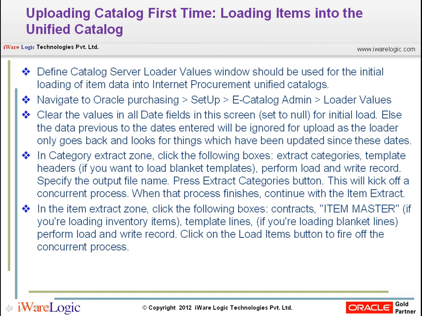For this, we need to navigate to Oracle Purchasing, set up eCatalog Admin, loader values. We need to clear the values in all date fields in this screen. That means the date should be blank or null for the initial load. Else, the data previous to the dates entered will be ignored for upload, as the loader only goes back and looks for the things which have been updated since this date.